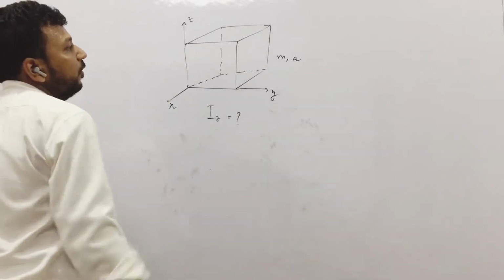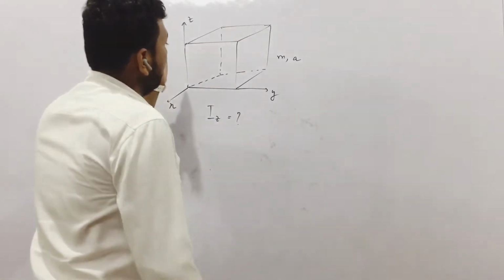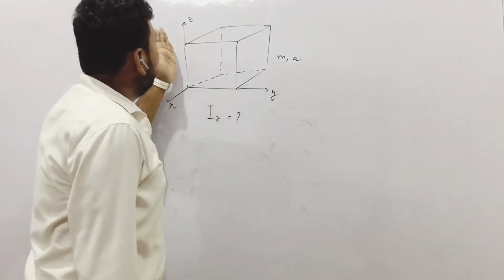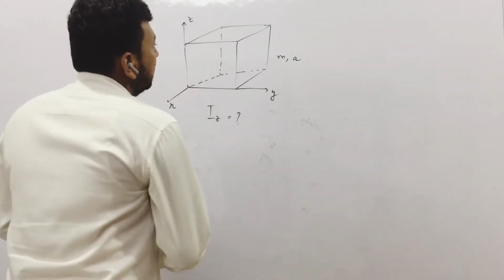There is a cube of mass m and side a. We need to find the moment of inertia of this cube about this axis, the z axis. Okay, so this is the question.